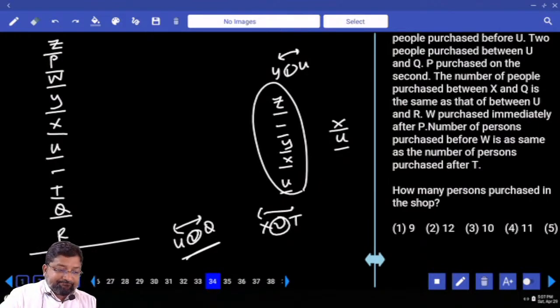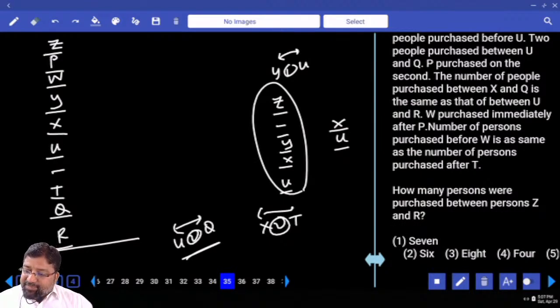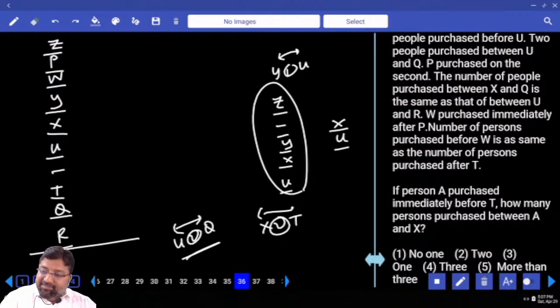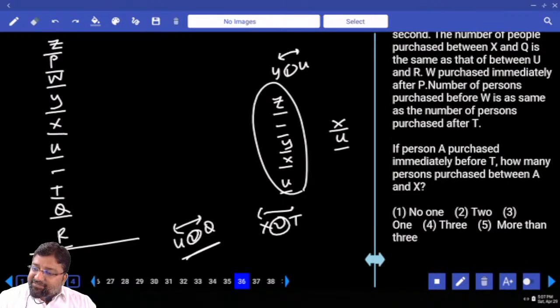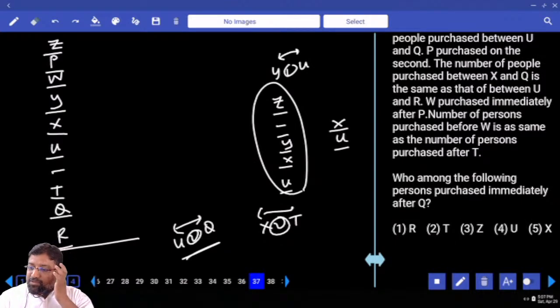Next. How many persons purchased between Z and R? Z and R, 8. If A purchased immediately before T, how many purchased between A and X? 1. Who amongst the following persons purchased immediately after Q? R.